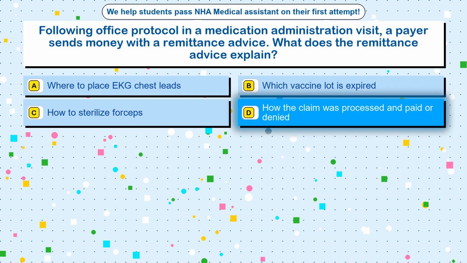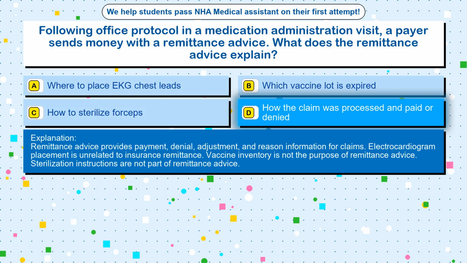The correct answer is option D. How the claim was processed and paid or denied. Remittance advice provides payment, denial, adjustment, and reason information for claims. Electrocardiogram placement is unrelated to insurance remittance. Vaccine inventory is not the purpose of remittance advice. Sterilization instructions are not part of remittance advice.